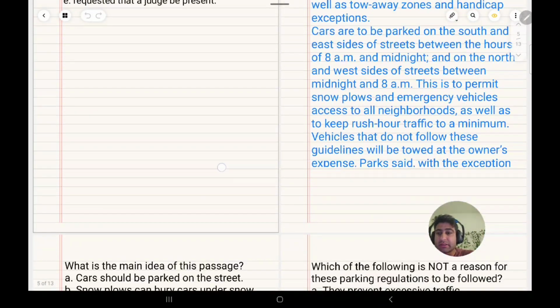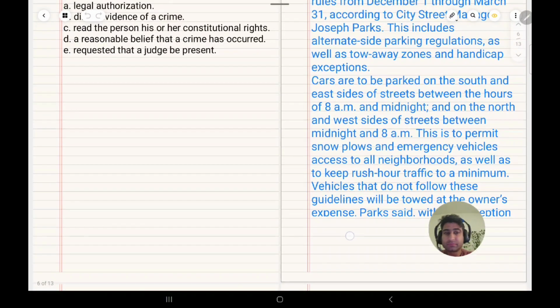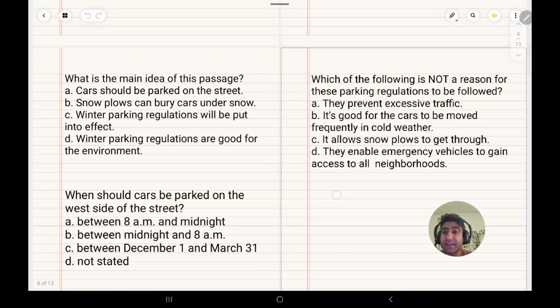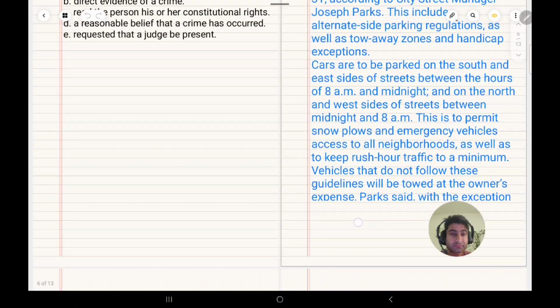Next option: snow plows can bury cars under snow. There's nothing about burying and all, right? We have heard that. Winter parking. Just remember the points, you don't have to look at the passage every time. Winter parking regulations will be put into effect. Yeah, they have told about the parking timings, right? I hope you understand. Now, the parking timings have been told.